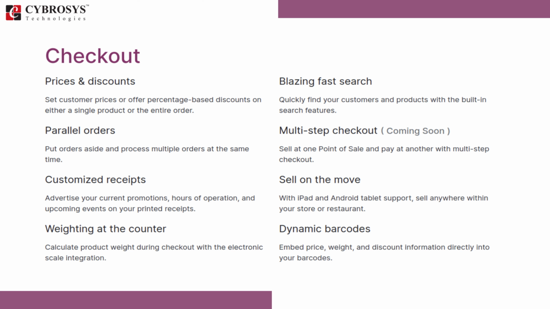Then comes the checkout process. There are a lot of features available, such as those regarding prices and discounts. Discounts can be applied as line discounts and global discounts. Line discount means you will be able to provide discounts on the individual items, and global discount means you will be able to provide discounts on the total amount.